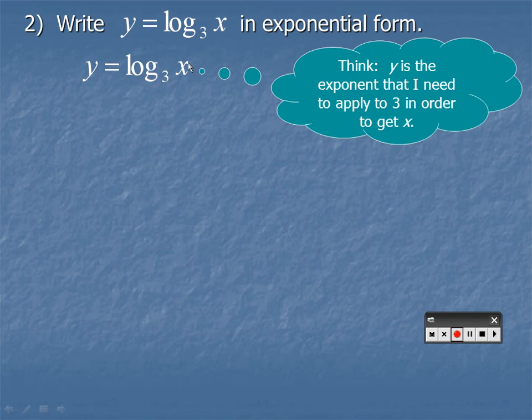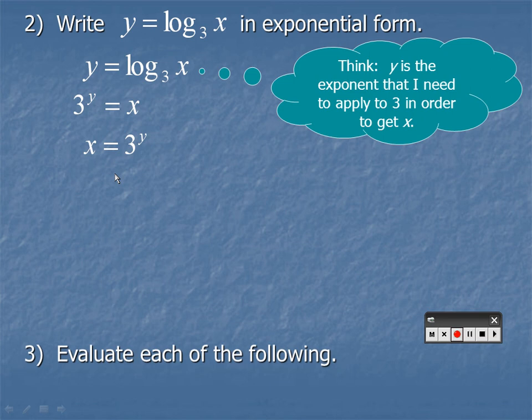Really start talking like that. The more you talk like that, the more you'll get the answers easily. y is the exponent I put on 3 to get x. And then you can just write it. Just like that, there's the exponential version of it. You can write it 3 to the y equals x, or x equals 3 to the y, either way.